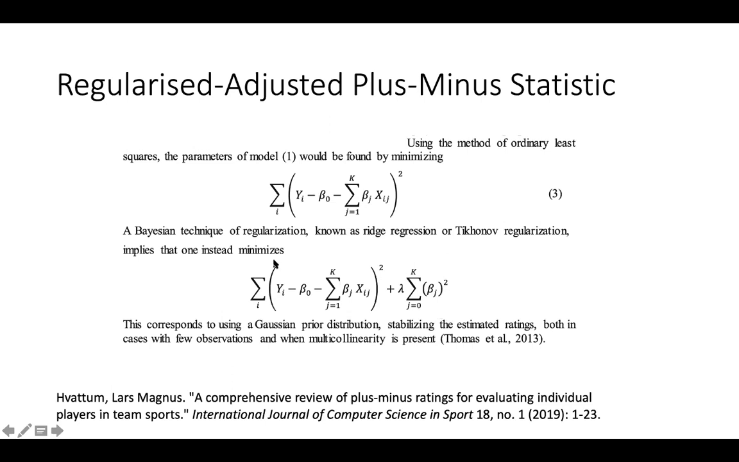I found this quite funny because this makes it sound so complicated. A Bayesian technique of regularization known as ridge regression or Tikhonov regularization implies that one minimizes this thing. This corresponds to using a Gaussian prior distribution stabilizing the estimated ratings, both in cases with few observations and when multicollinearity is present. I mean, that's a frightening sentence. But what it basically means is if you've got too many parameters for too many players, you're overfitting your model. And this term helps you avoid overfitting your model. And there is some theoretical justification why that might be a good idea.